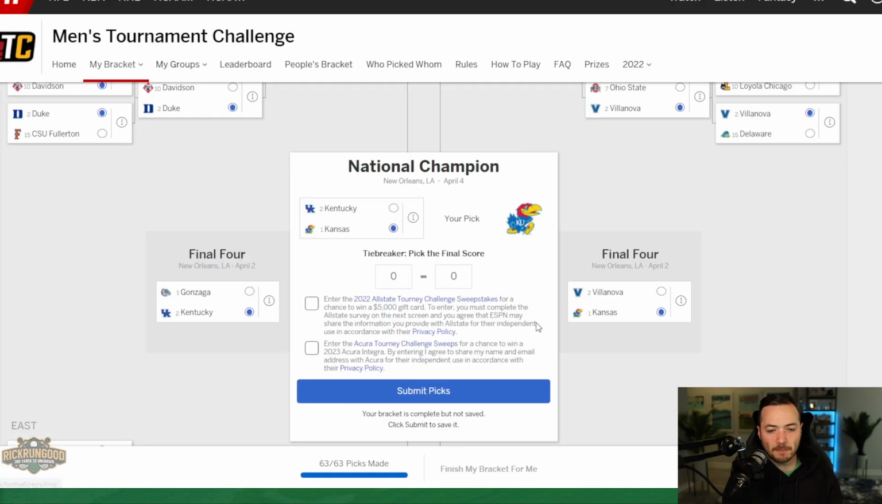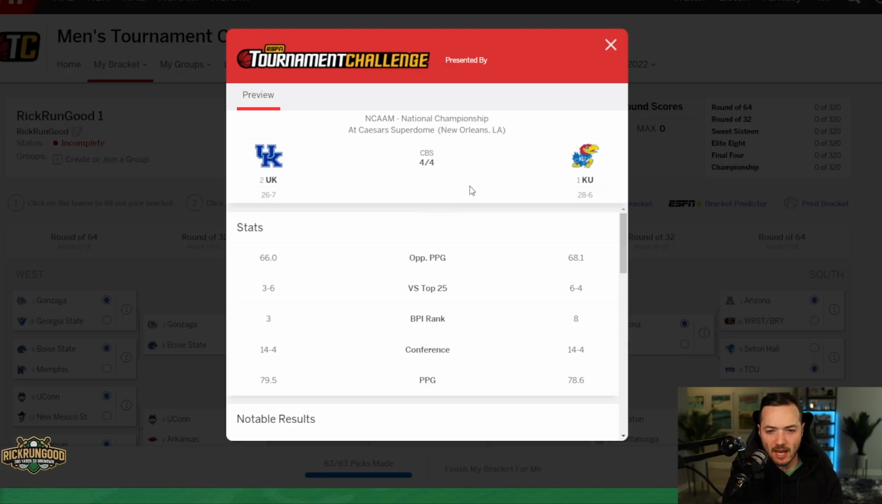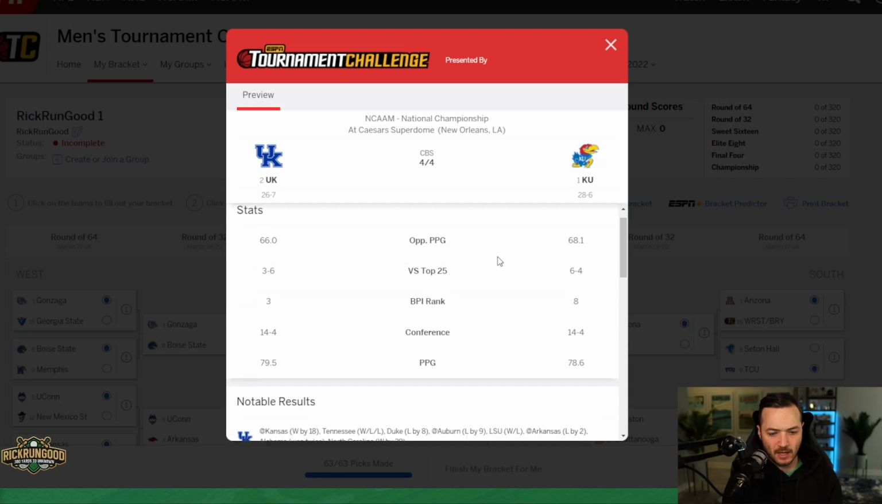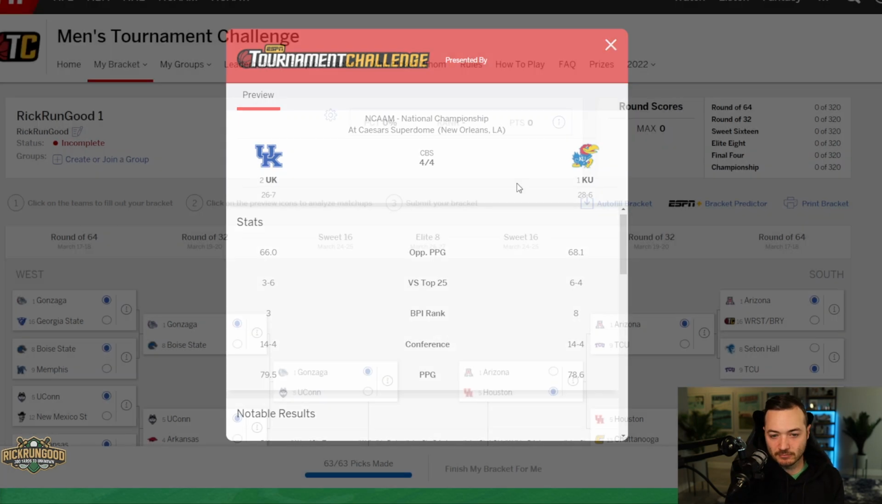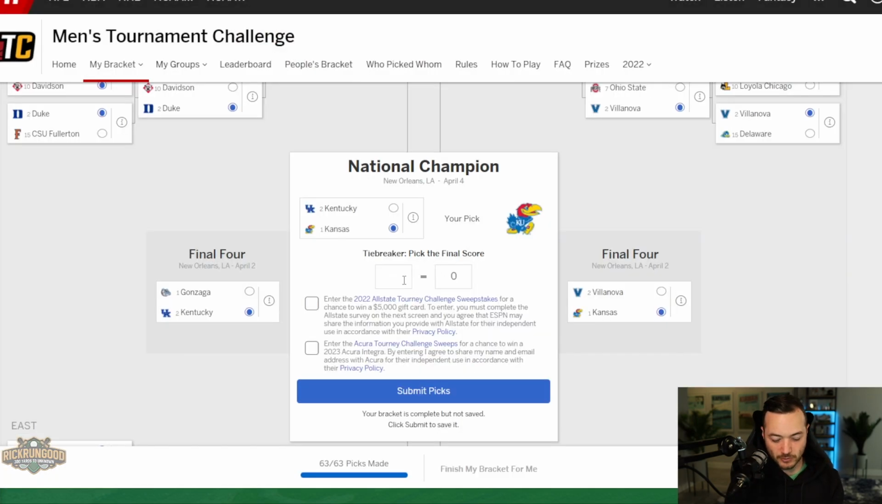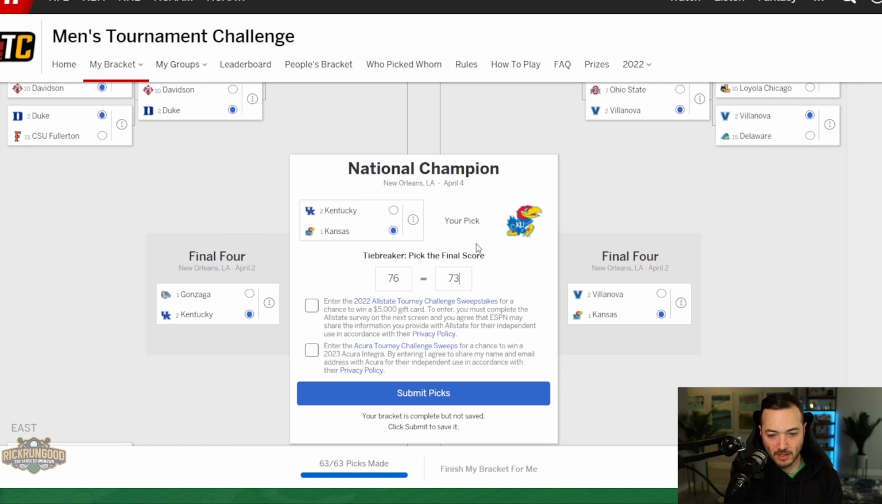All right. Now, when I did this bracket last time, I had no idea what the final score should be, and people mocked me. I'm just going to average these points per game, and they're both okay. I'm going to take like 76 to 73 or something like that. So we'll do 76, 73.